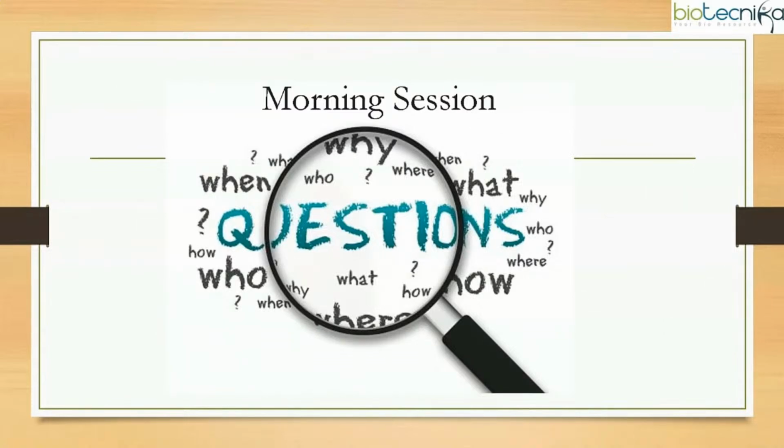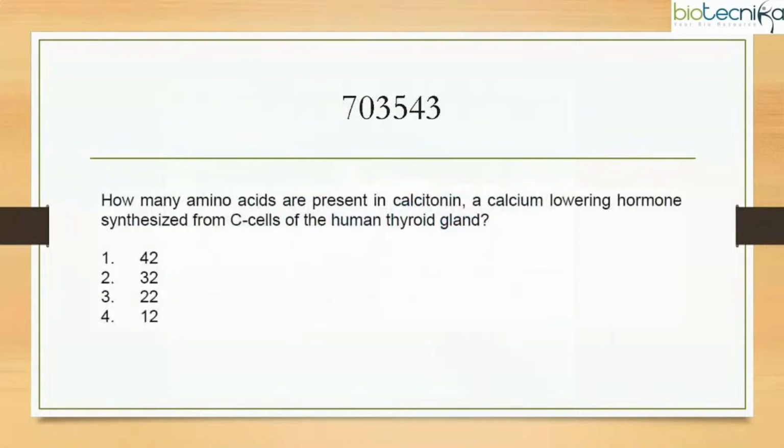As we are solving the questions, you'll also come to know from which subunits mostly the questions have been asked. So the first question number is 703543. It's a part B question. It says, how many amino acids are present in calcitonin? It's a calcium lowering hormone synthesized from C cells of human thyroid gland.